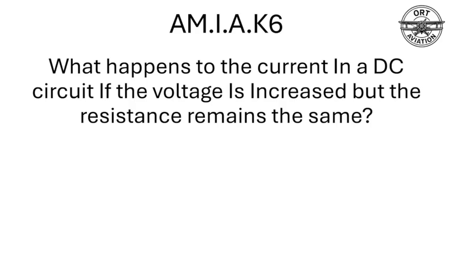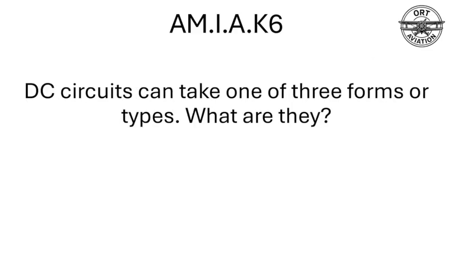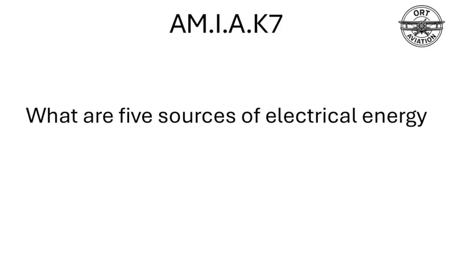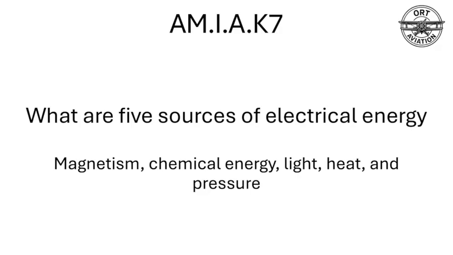What happens to the current in a DC circuit if the voltage is increased but the resistance remains the same? It increases. DC circuits can take one of three forms or types. What are they? Series, parallel, and complex, or series parallel. What are 5 sources of electrical energy? Magnetism, chemical energy, light, heat, and pressure.